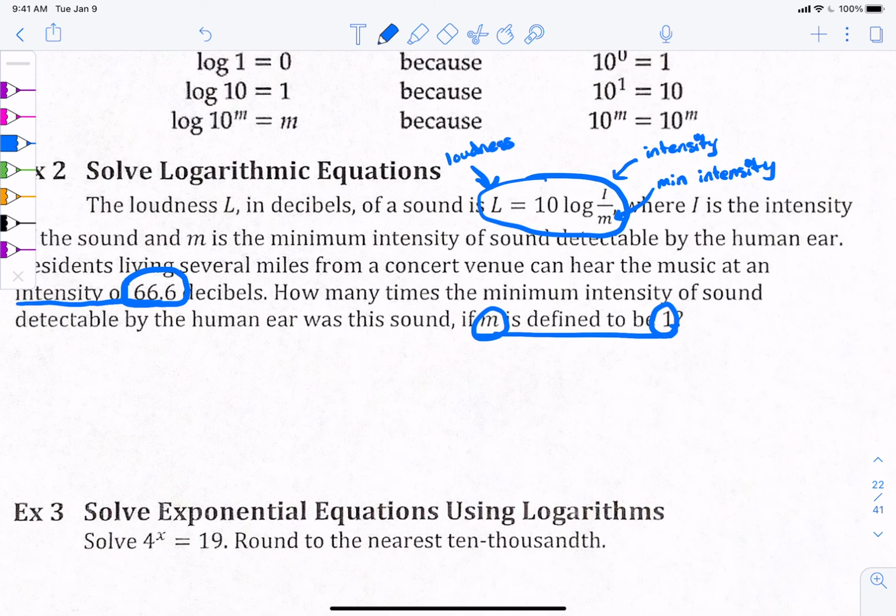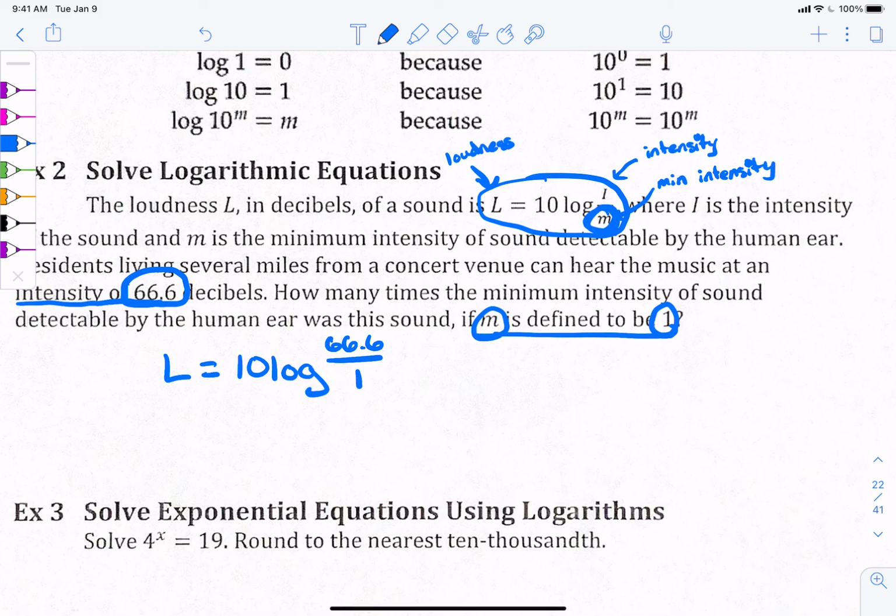We have to find out where we're going to plug them in. M is 1, so that's going to go in here. But where does the 66.6 go in? I. So what are we solving for? L. All right, so let's do this. 10 log of 66.6 divided by 1.